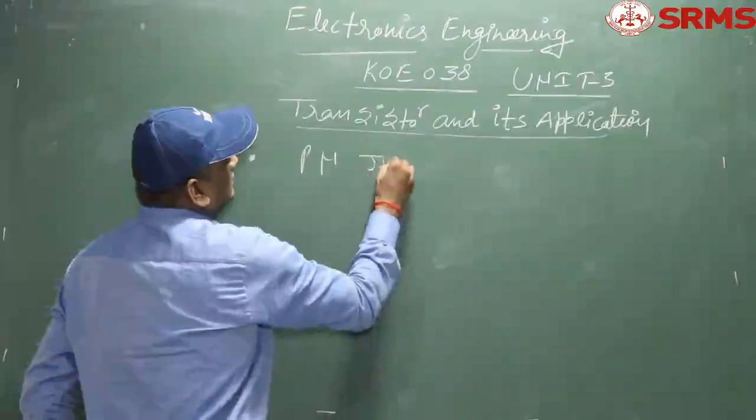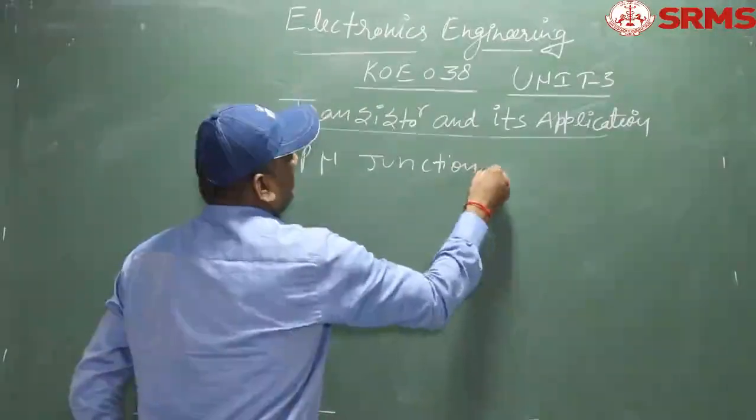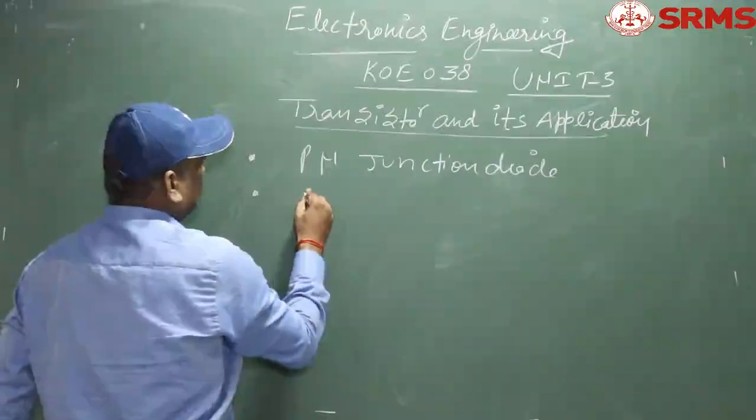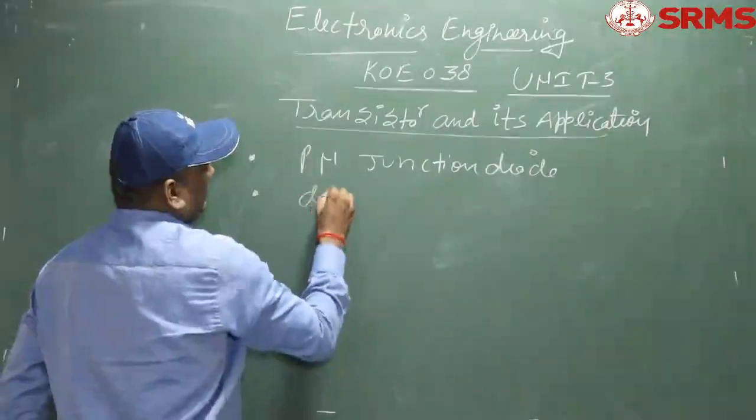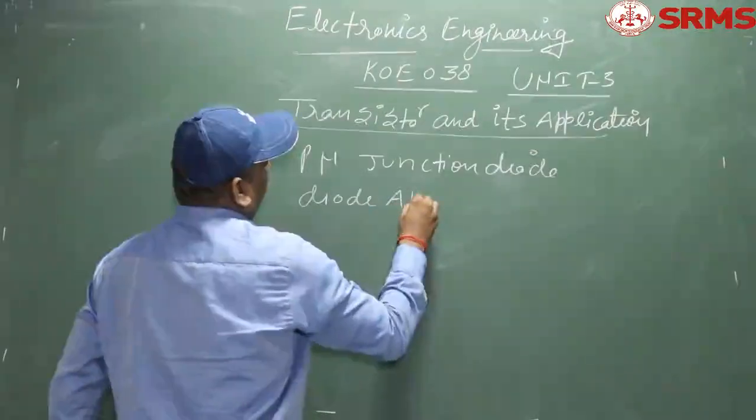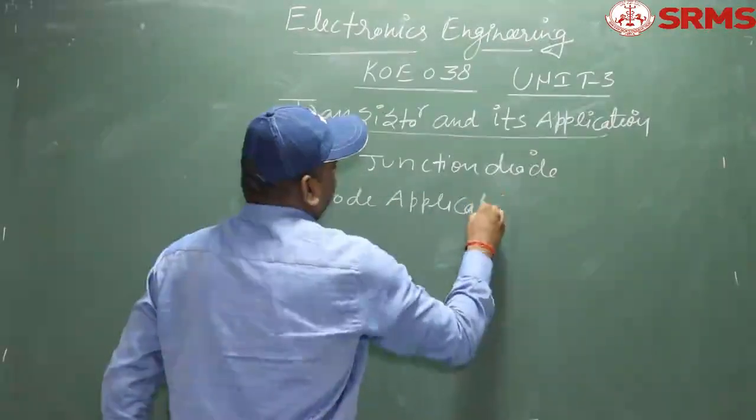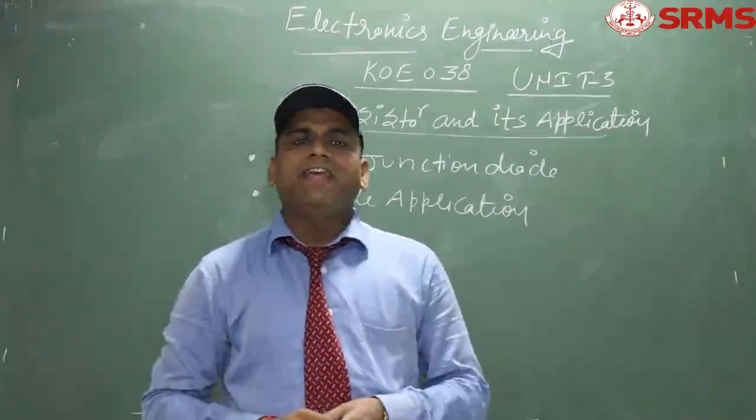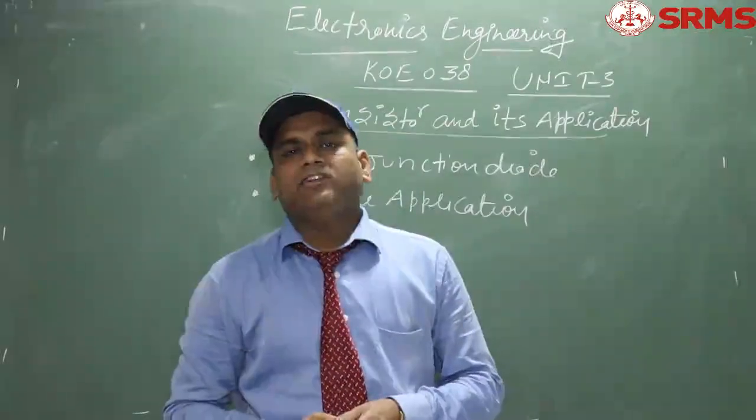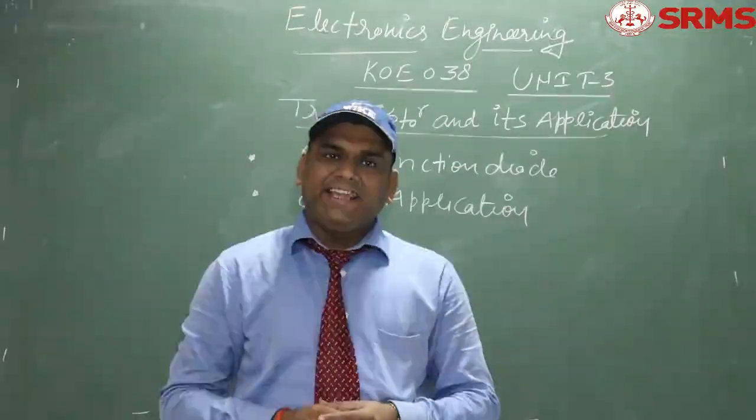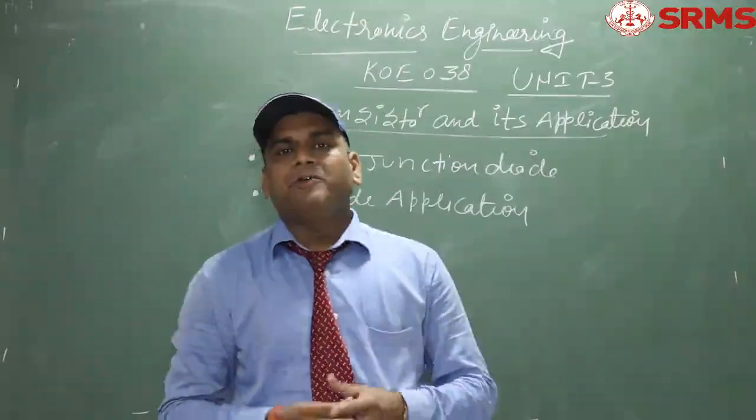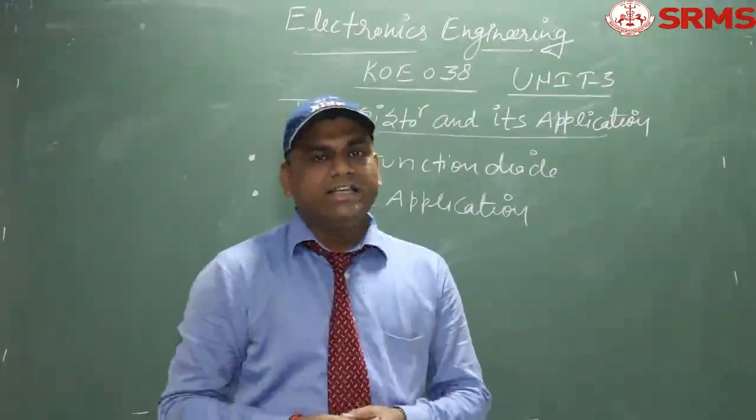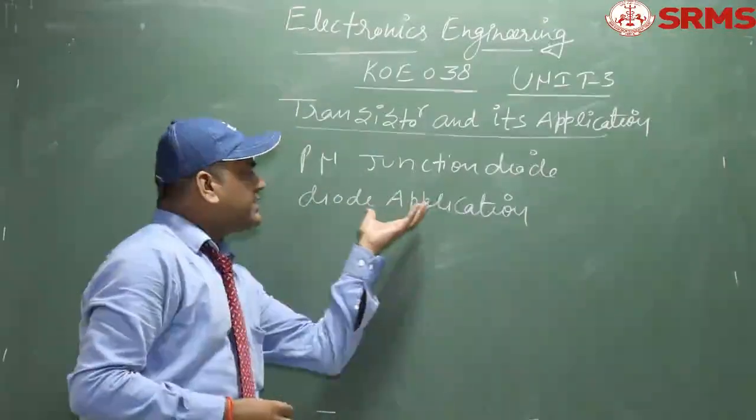In unit number 1 and unit number 2, we discussed the PN junction diode and diode application. In the first unit, we focused on the energy band concept. After that, we saw how the PN junction is formed whenever P-type semiconductor material is joined with N-type semiconductor material. And then we focused on the application of the diode.